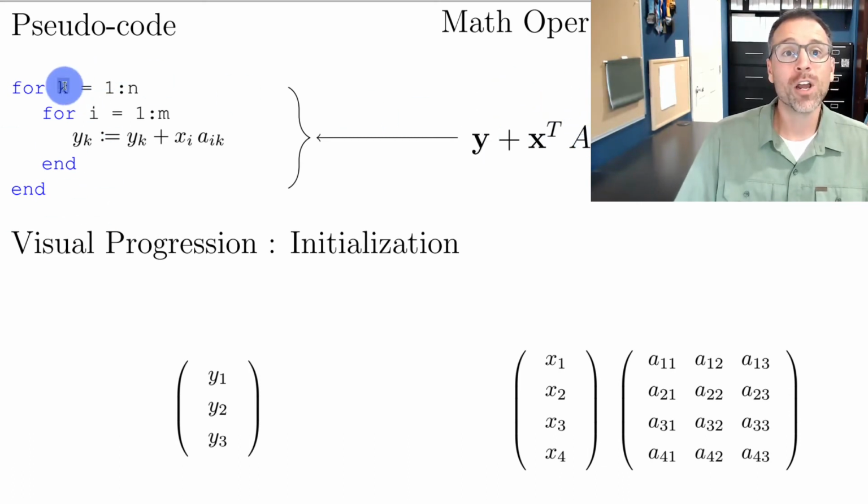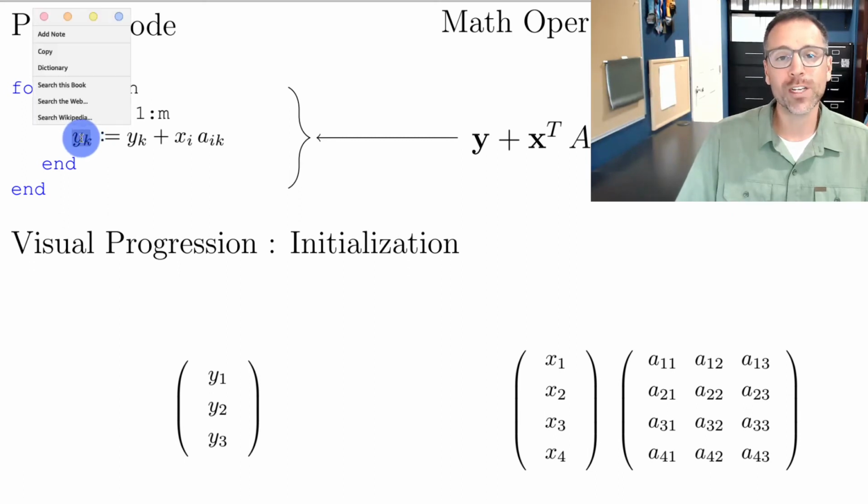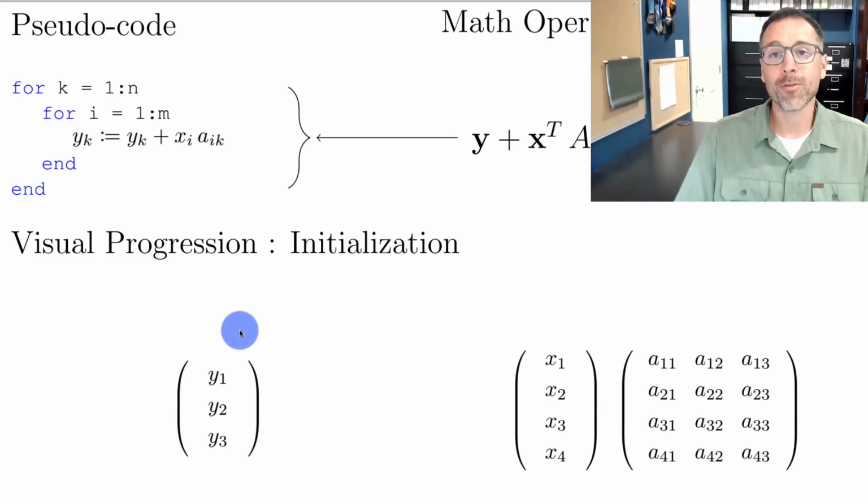We've got our two nested loops, doubly nested loops. The outer loop goes through the columns. The inner loop goes through the rows, and we update each individual output entry using our dot product written as a loop. When we initialize, we have 3 data structures in memory.